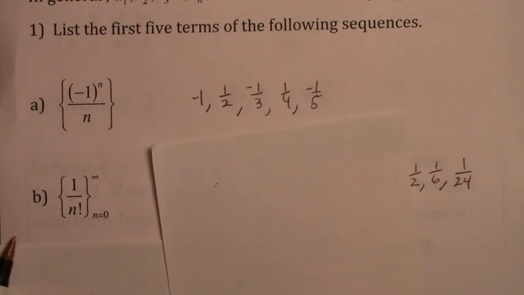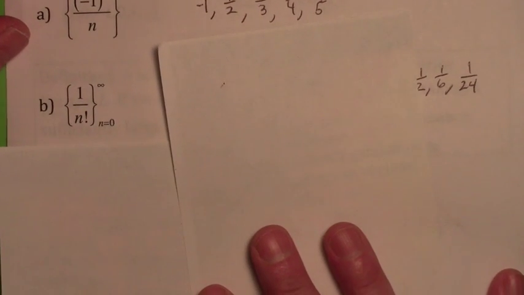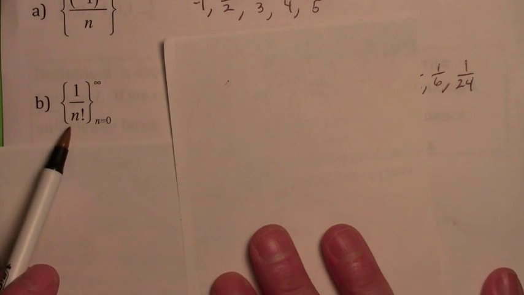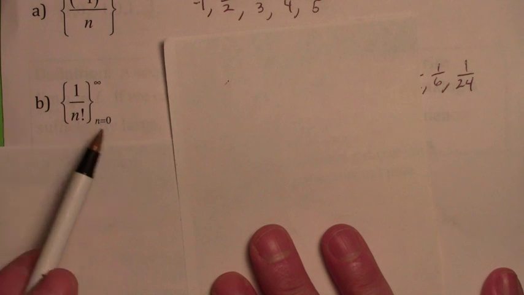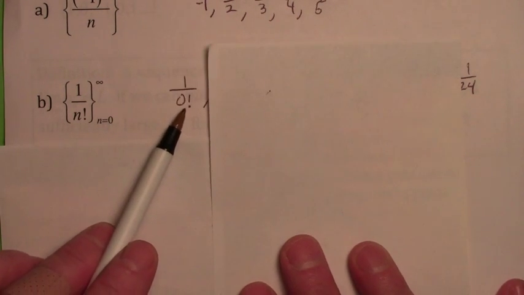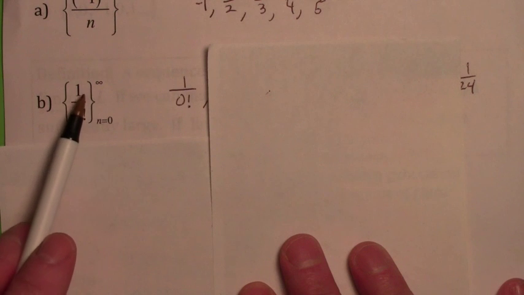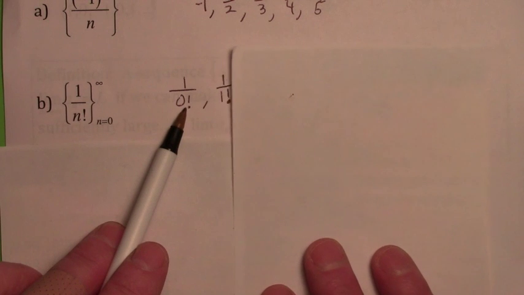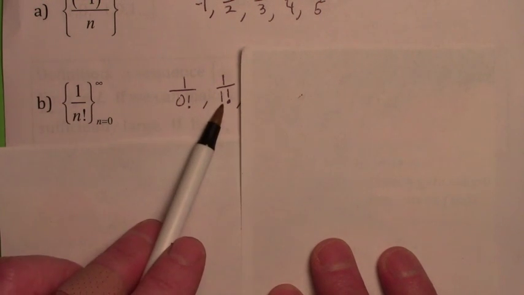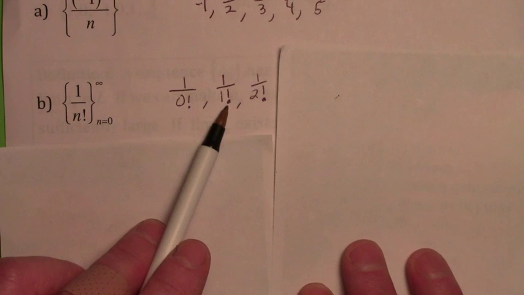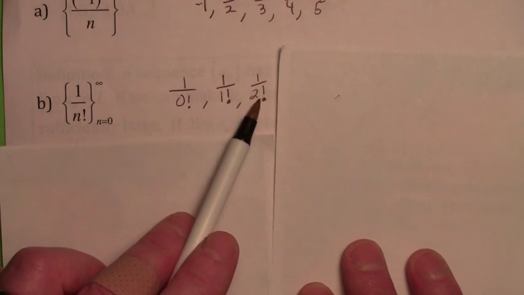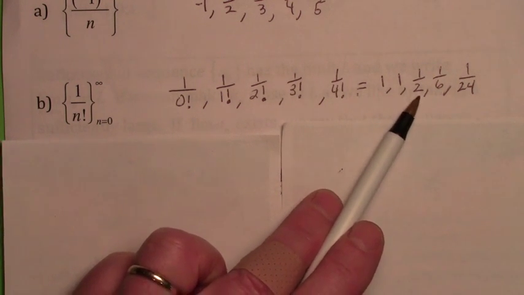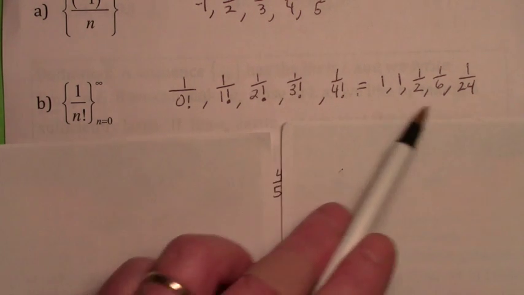This one, let's see. Do you know what n factorial means? For example, 3 factorial is just an abbreviation for 3 times 2 times 1. We define 0 factorial to be 1. So the first term would be 1 over 0 factorial, and we define 0 factorial to be 1, so it'd just be 1 over 1. Second term is 1 over 1 factorial. 1 factorial is just 1 also. And then the third term would be 1 over 2 factorial, 1 over 2 times 1, which is 1/2, and so on. So the first 5 terms are 1, 1, 1/2, 3 factorial is 6, and 4 factorial is 24. There you go.